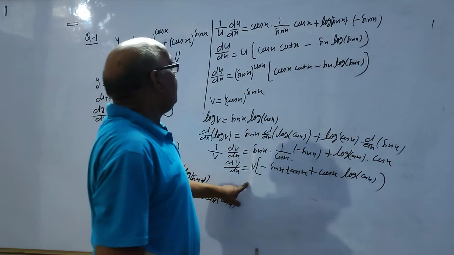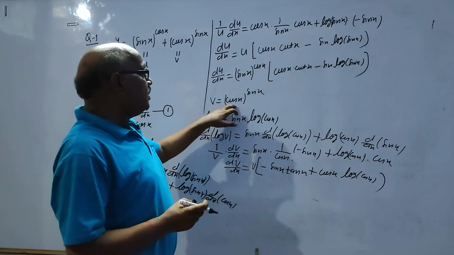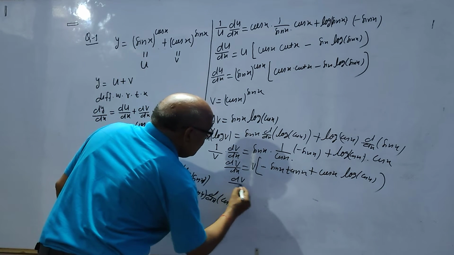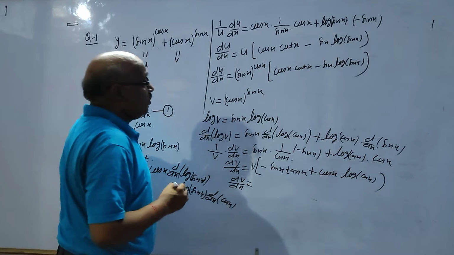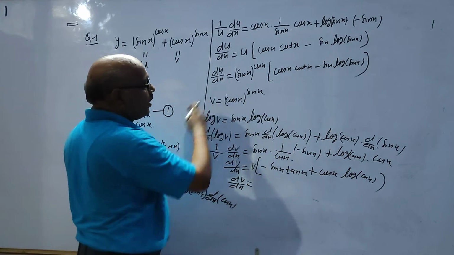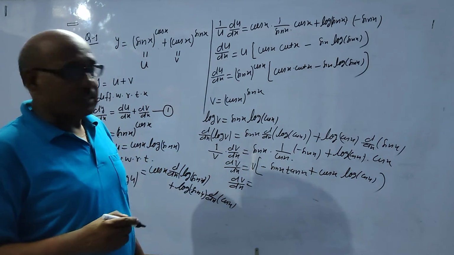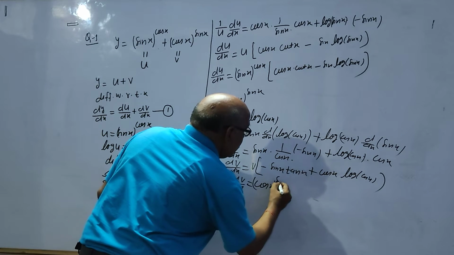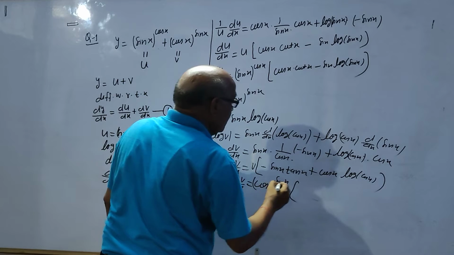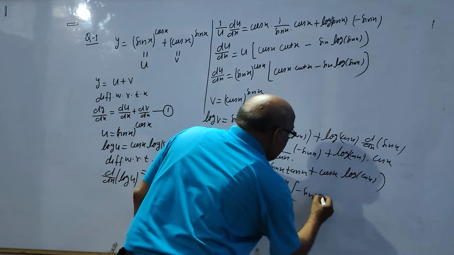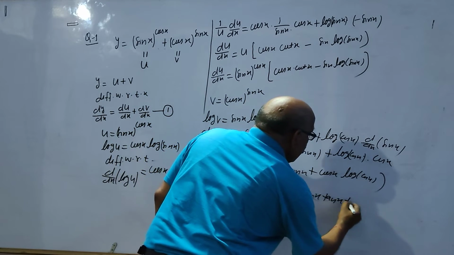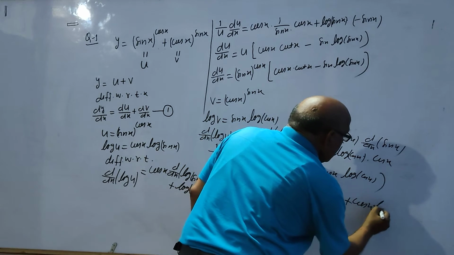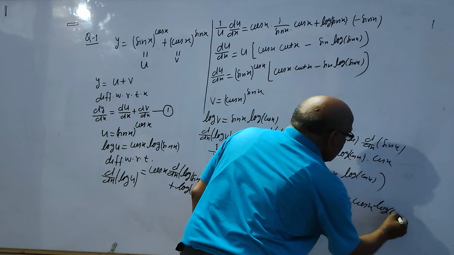Now put the value of v what you had assumed, v is equal to cos x whole to the power sin x. Therefore dv over dx is equal to, in place of v what we are going to write, cos x whole to the power sin x. So that is what, cos x whole to the power sin x into, this is minus sin x into tan x plus cos x into log of cos x.